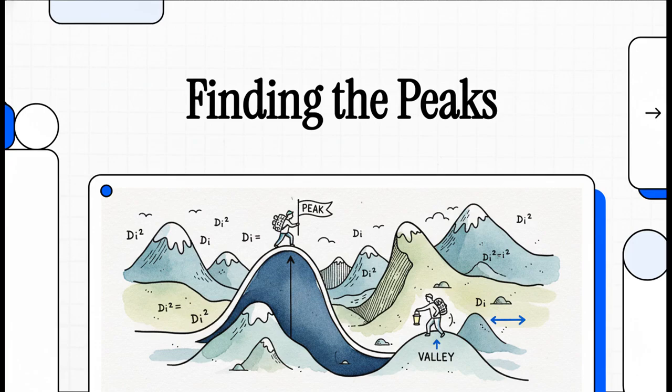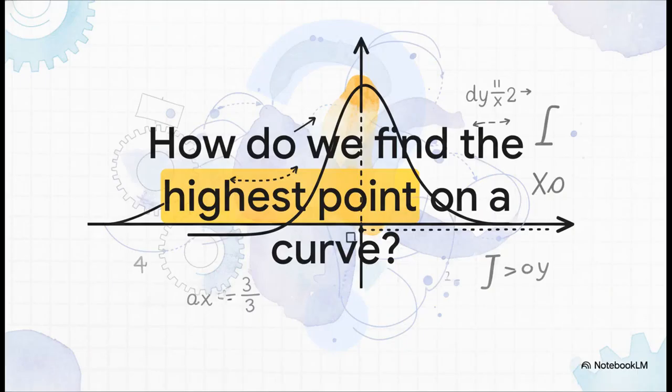So let's dive in. See, if you have a picture of the graph, it's pretty easy to just point and say, there it is. But what if you only have the equation? That's a whole other ballgame. How do we find that highest peak or that deepest valley using just the tools of calculus? That's the big question we're going to answer today.